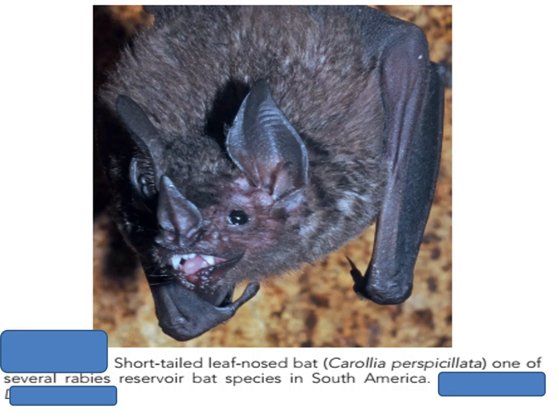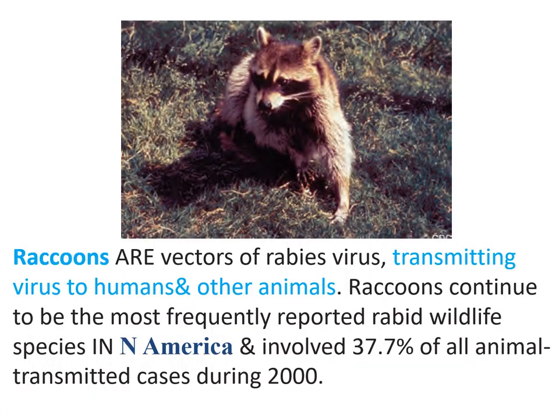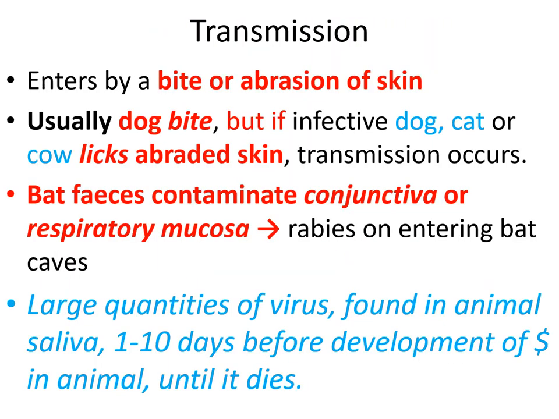This is a short-tailed leaf-nosed bat, one of several rabies reservoir bat species in South America. This is a raccoon. Raccoons are vectors of rabies virus, transmitting the virus to humans and other animals. Raccoons continue to be the most frequently reported rabid wildlife species in North America and were involved in 37.7% of all animal transmitted cases during the year 2000.